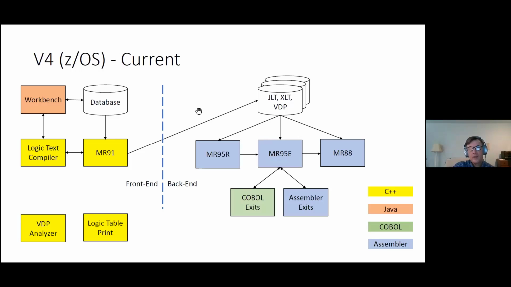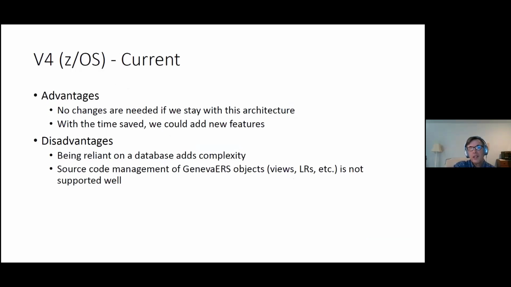And so currently we're spread out over 3 or 4 different kinds of languages. Java for the workbench, C++ for these other front-end programs, and most of the rest of it is assembler, although we have a handful of COBOL exits also. So what we're thinking is that we could continue.